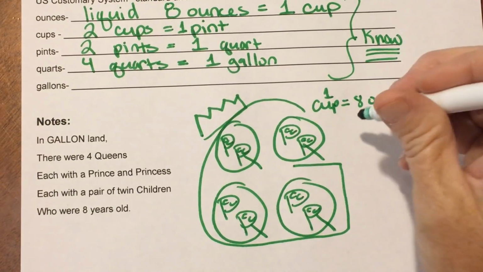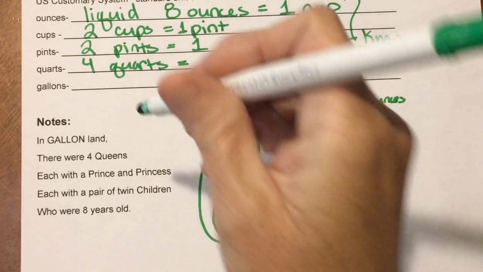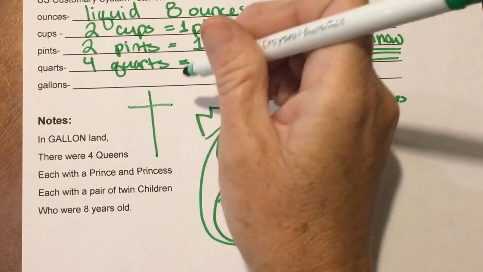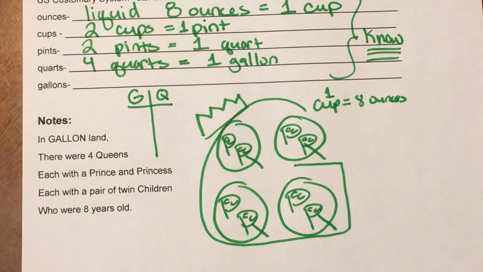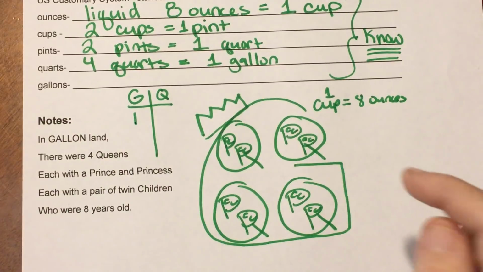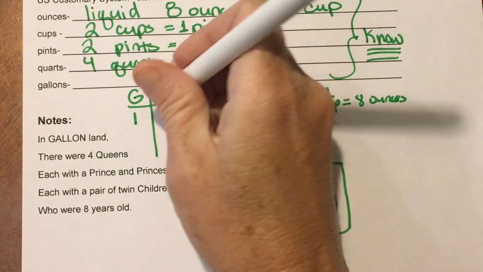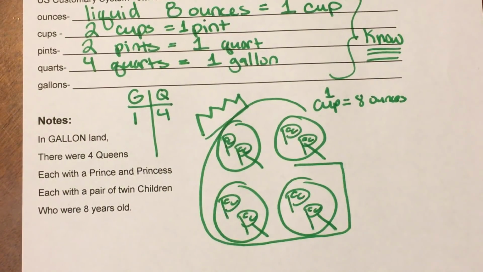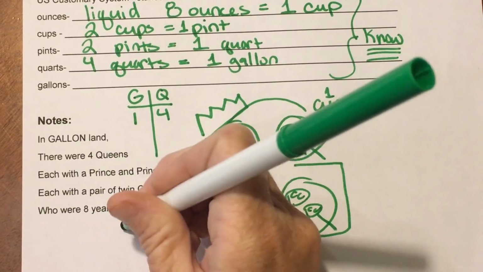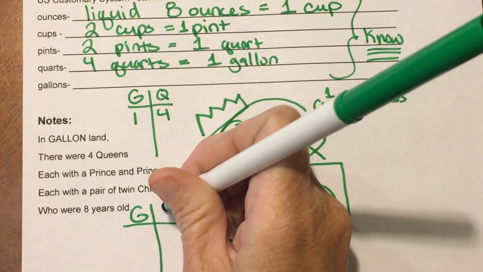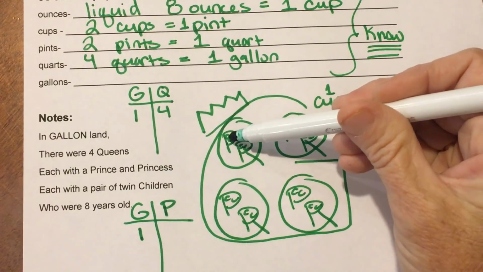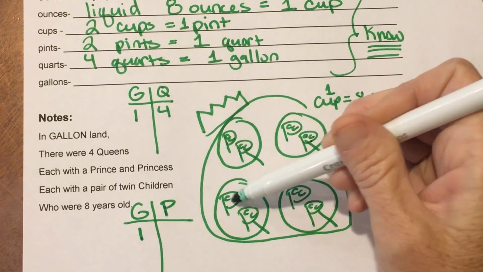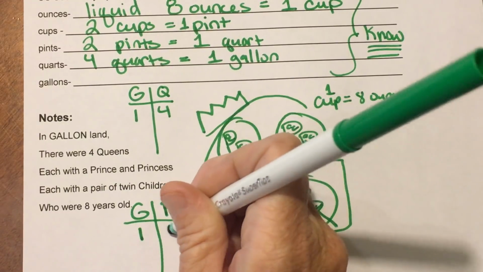If I was setting up a table, we're gonna set up a whole bunch of little tables around here. And I was doing gallons to quarts. Well, 1 gallon equals how many quarts? 4 quarts. If I was to do another one, what if we were gonna do gallons to pints? Well, 1 gallon has how many pints in it? 1, 2, 3, 4, 5, 6, 7, 8 pints.